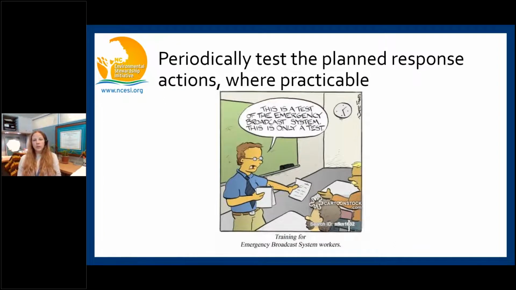Okay, so you want to periodically test the planned response where practicable. This is to see if your planned response is working the way that you think it should, just like if you have a fire drill, you want to test it. It says where practicable. There are some things that you could not necessarily test without actually having the emergency happen. But could you do a tabletop exercise where you thought about all of the different permutations of what could happen? Is there some way you can test it even without actually going through the process?